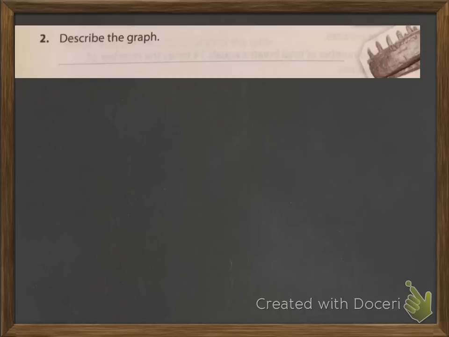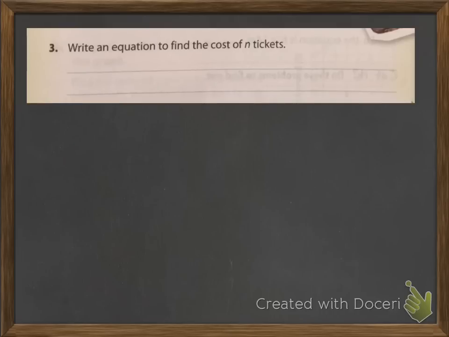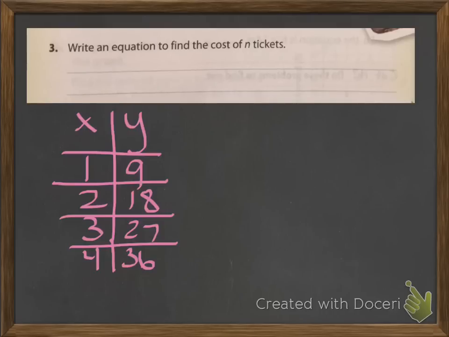Then it says to describe the graph. In describing the graph, we're just going to say that the ordered pairs lie on a line. So you want to go ahead and write that there. And then for number 3, it says to write an equation to find the cost of N tickets. You don't need to write this table because it's already above, but I wanted to have that here for you so we knew what we were working from.